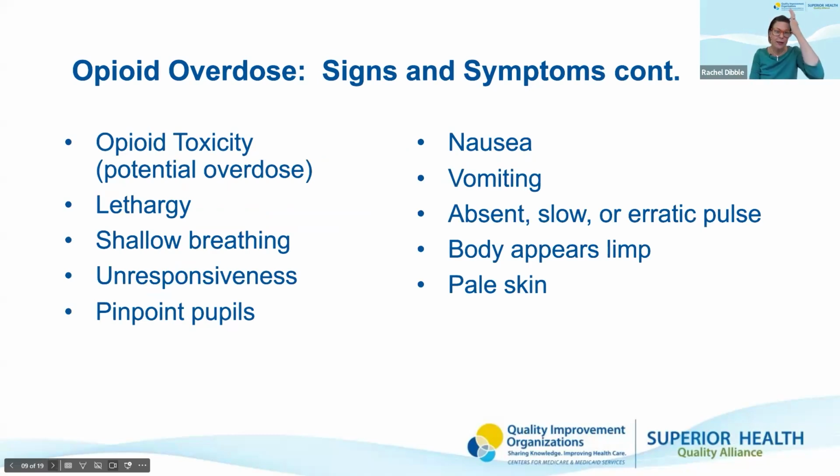So opioid toxicity, potential overdoses with the same things: lethargy, shallow breathing, unresponsiveness, pinpoint pupils, nausea, vomiting, absent, slow, erratic pulse. That is, if you're not sure, feel that pulse. And if it is thready or erratic, you need to get on the phone because that's something that we need help for. Body appears limp and pale skin. But look at this. All of this mimics hypoglycemia or a potential MI. So we've got to be aware. In doubt, 911. Next slide, please.